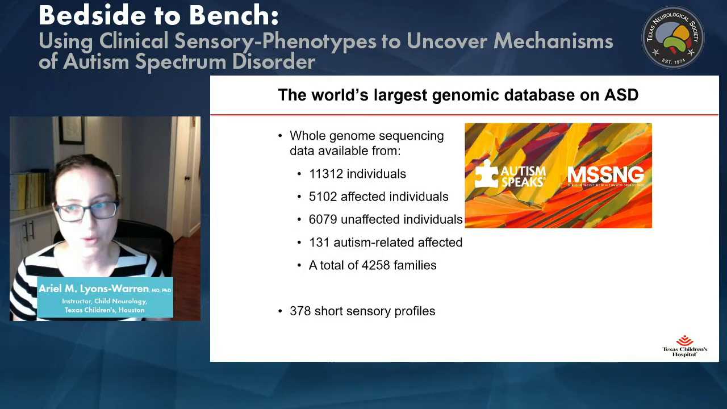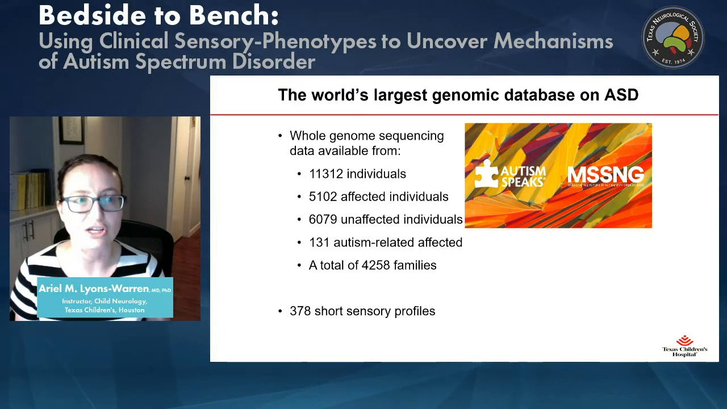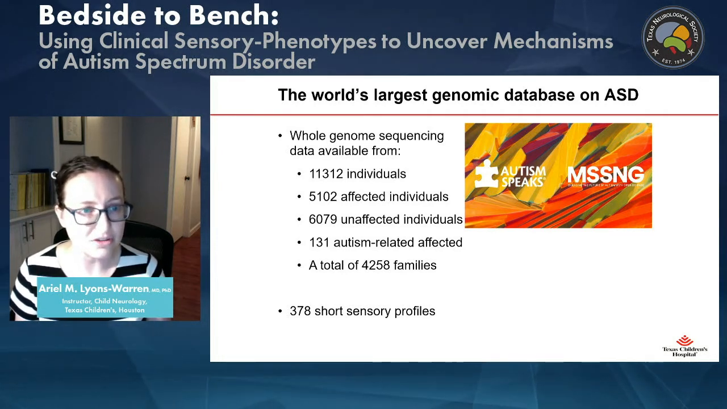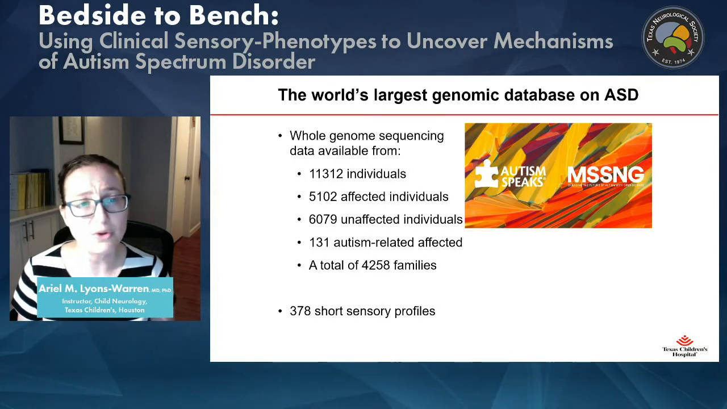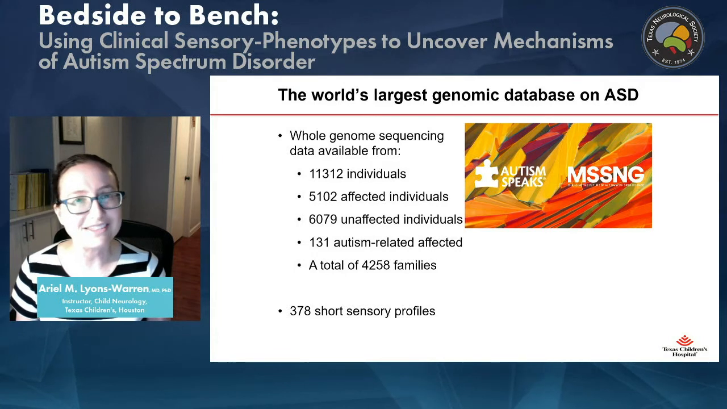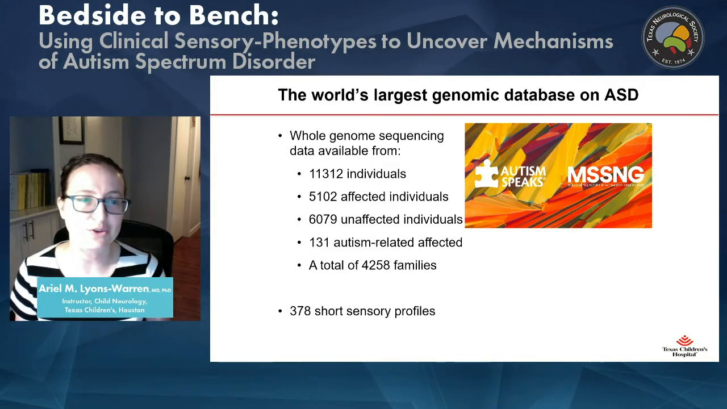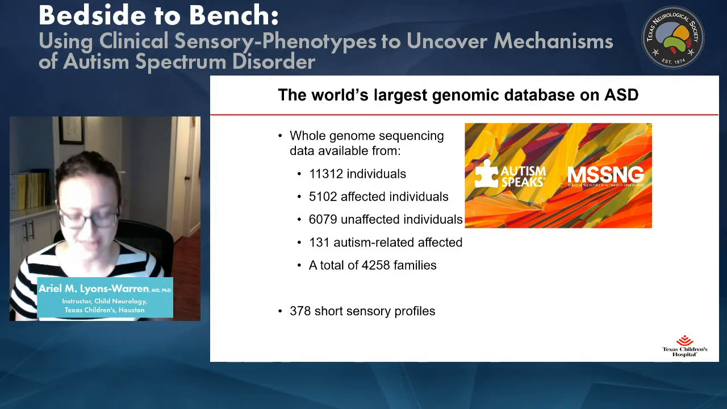To answer this question, we took advantage of the Autism Speaks MSSNG database, which for anyone out there who's interested in autism research, I strongly recommend. The MSSNG database has whole genome sequencing from over 11,000 individuals, representing more than 4,000 families. So it's both the affected individual and their parents and siblings. We were excited because 378 of those participants had provided Short Sensory Profile data.